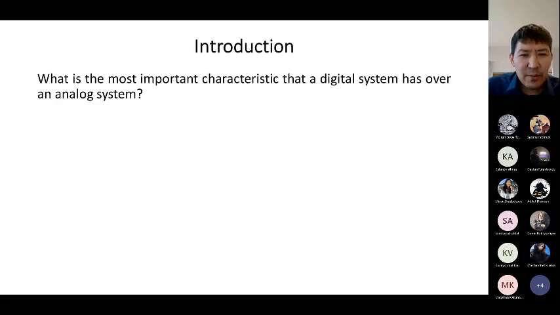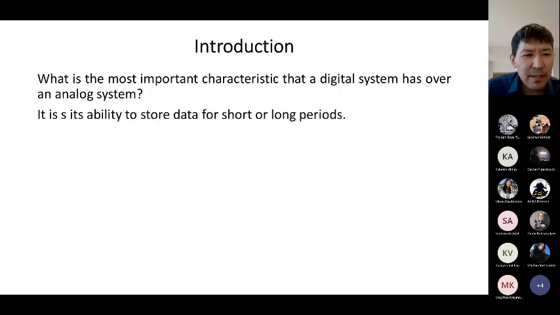Okay, so what is the most important characteristic that a digital system has over an analog system? Do you know? One of the most important characteristics is actually the ability to store data for short and long periods. With analog, it's practically impossible. If it's possible, it's very difficult. But with a digital system, we can store data for short periods, for example, we considered the latch, if you remember, and also we can store for long periods, for example, in some flash cards or maybe in CDs or DVDs.